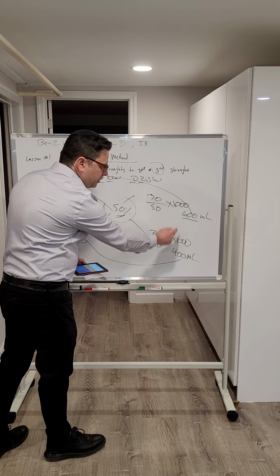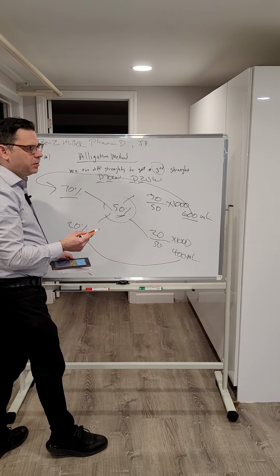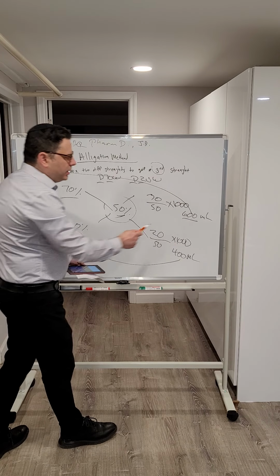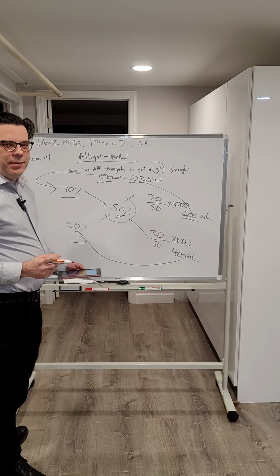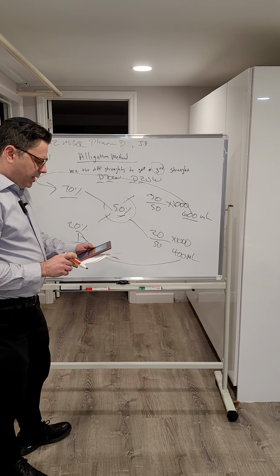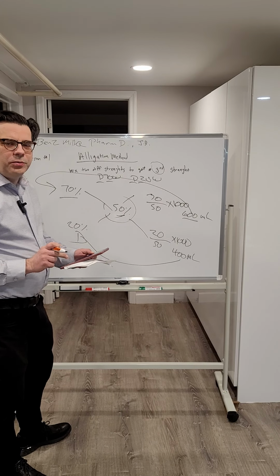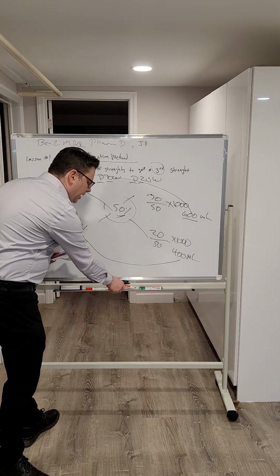And of course, these numbers always have to equal the total volume that you're making. So if we're making a liter bag, 600 plus 400 is equal to 1,000 ml, which is 1 liter. Okay, so I think let's try to do two more problems, and then we'll call it a night.